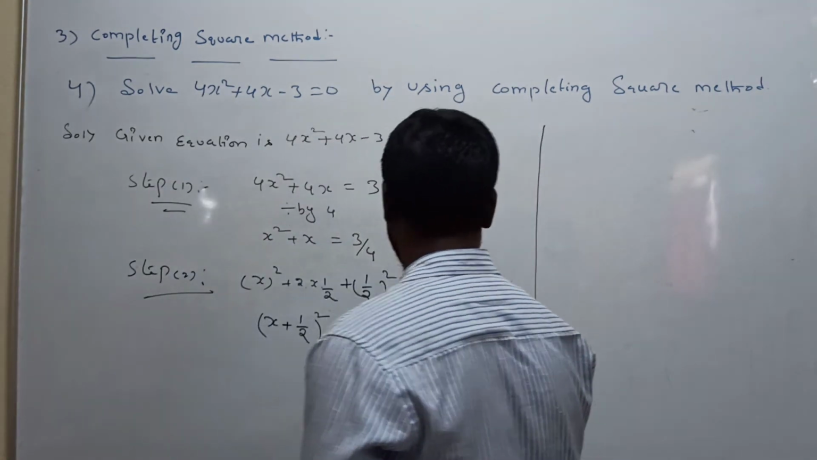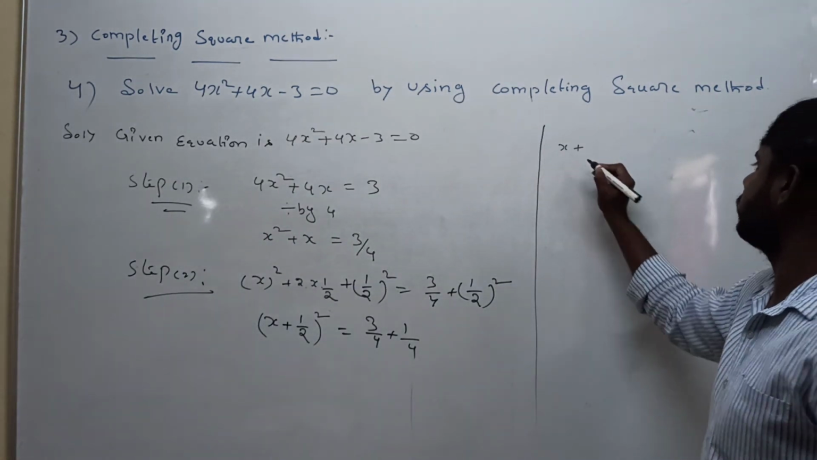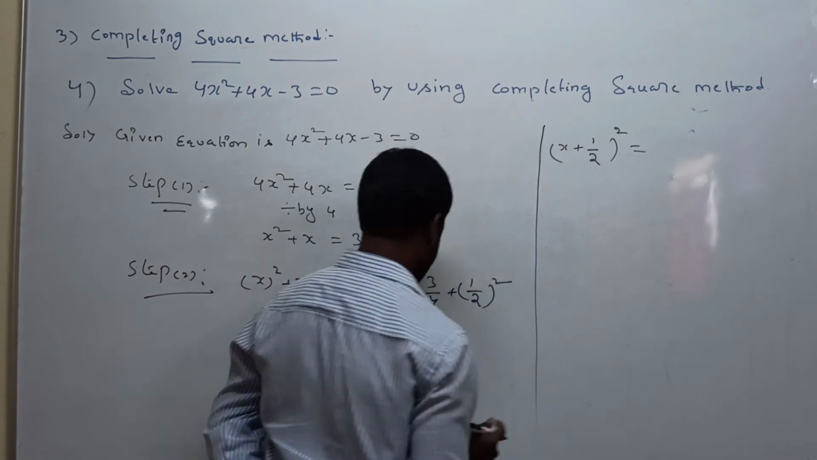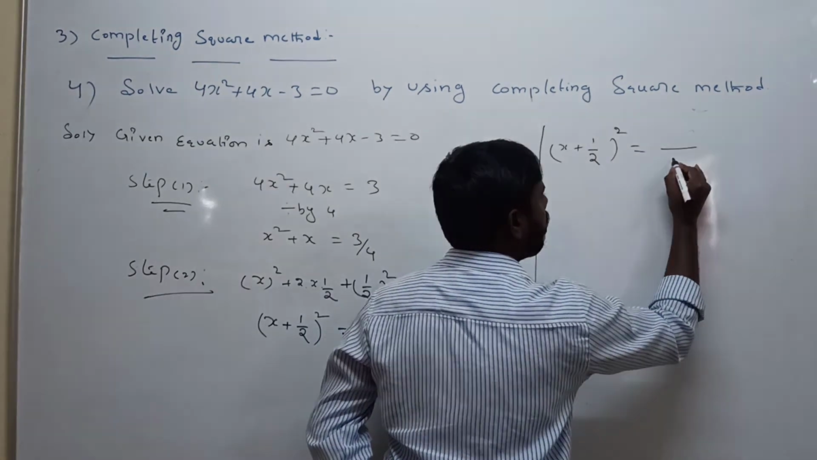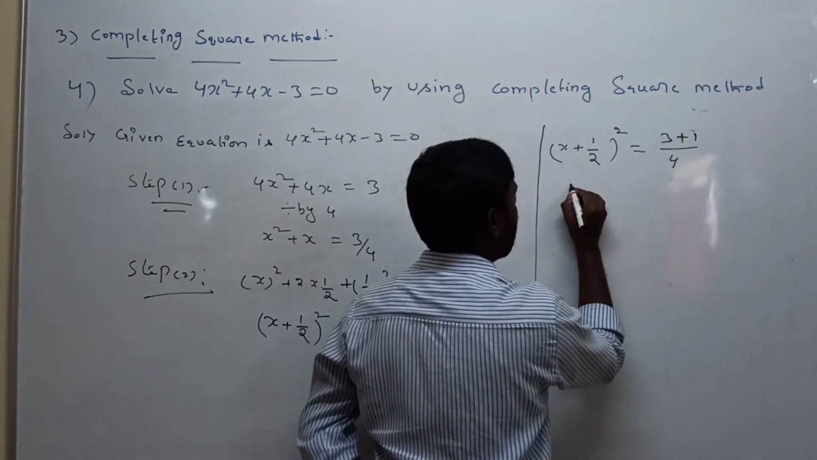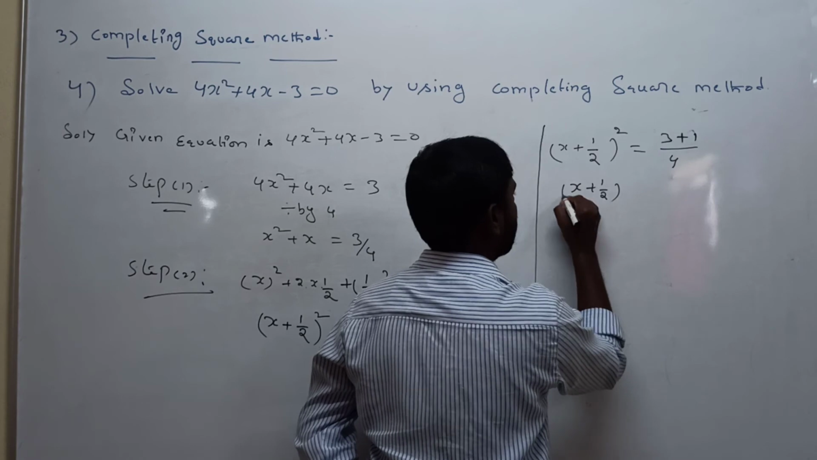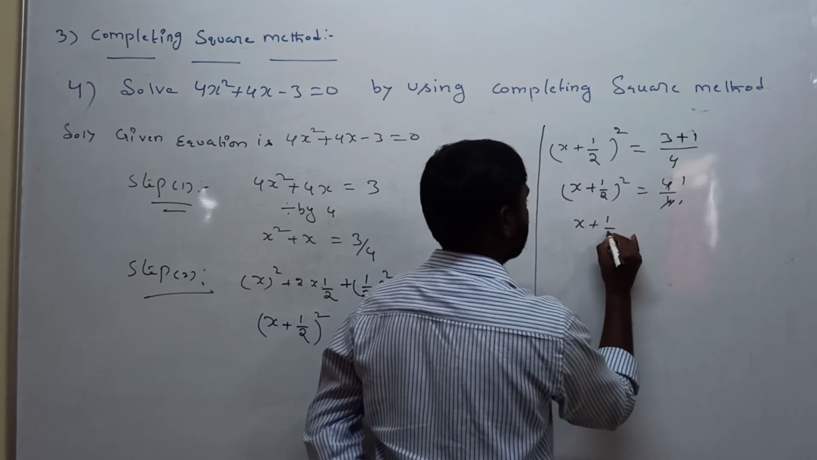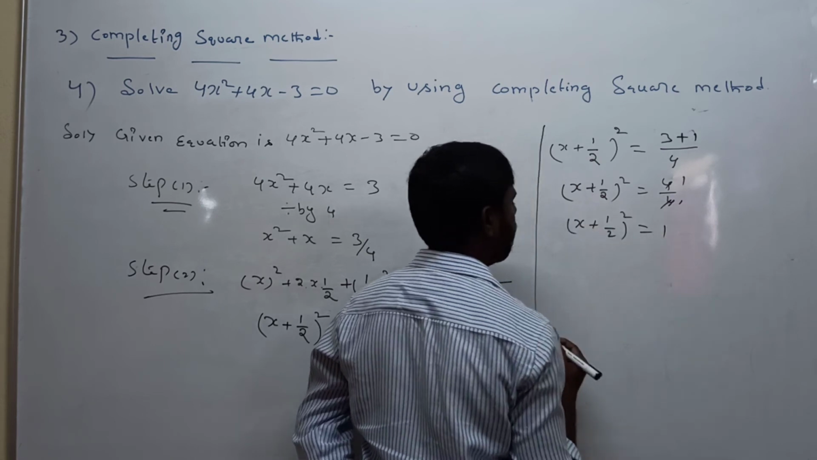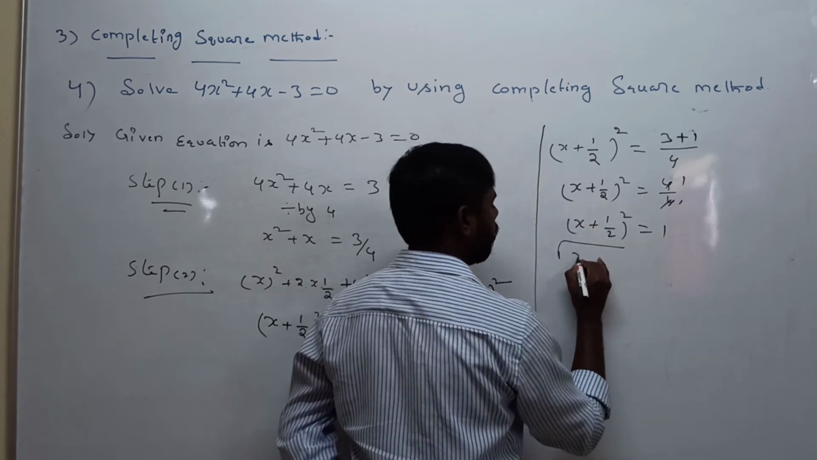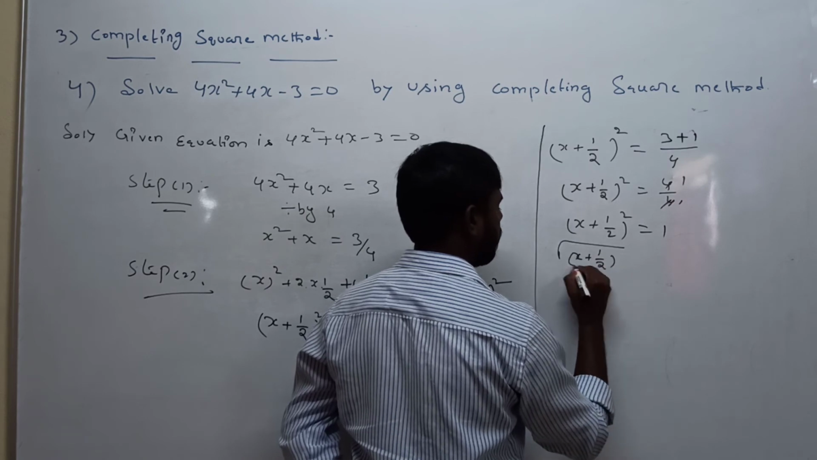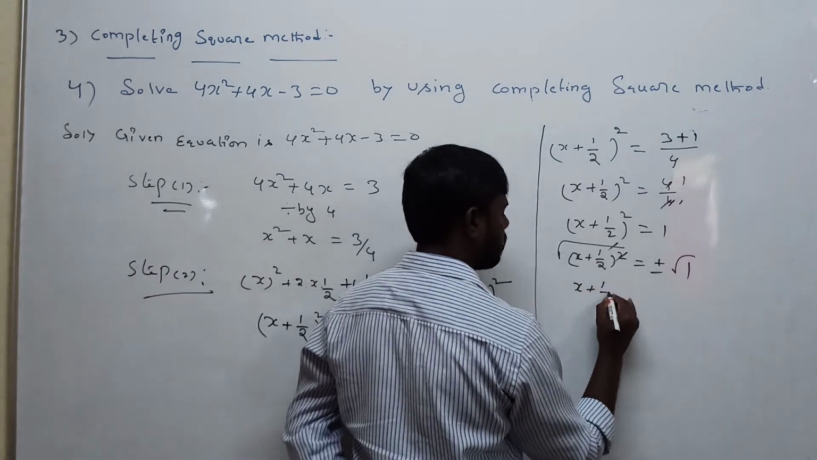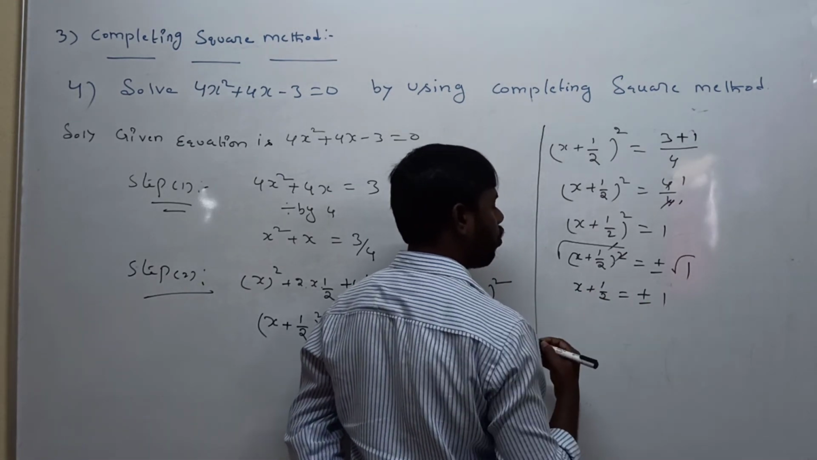Now simplify the right hand side value. X plus 1 by 2 whole square is equal to, the LCM is same, only adding the numerator values, 3 plus 1. 3 plus 1 is 4, 4 by 4, the 4s get cancelled, the value is 1. The remaining square, take the square root on both sides. X plus 1 by 2 is equal to plus or minus root 1, the value is 1.